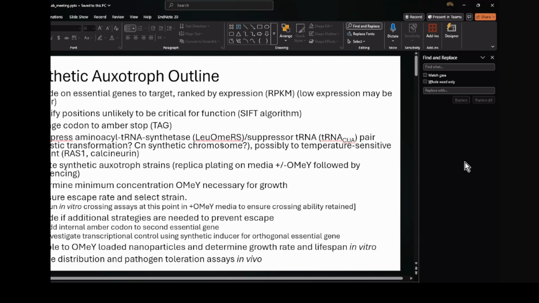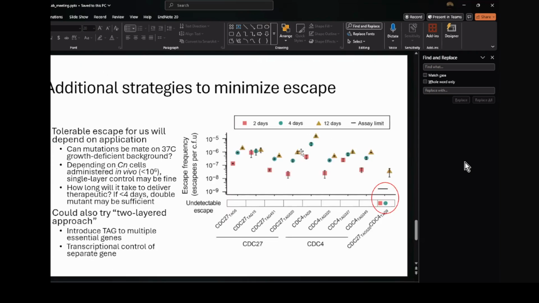So I think that by targeting multiple genes, we might be able to achieve more with less. Also, I think they're concerned about escape. I actually have a slide on this if I can just switch to that. So they were concerned about whether, let's see, we might be able to tolerate a lower rate of escape, right?